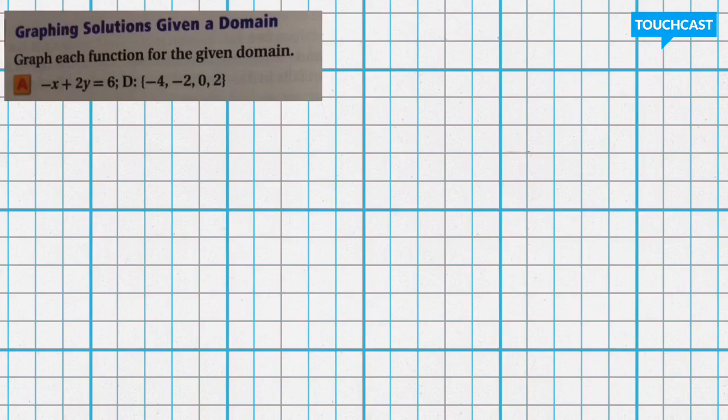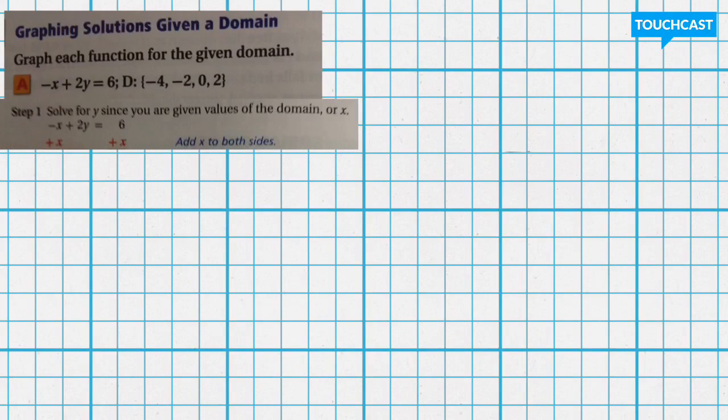We've got negative x plus 2y is equal to 6, where the domain is negative 4, negative 2, 0, and 2. So if we have an equation that is not in y equals format, it is a good first step to solve for y since our domain deals with the x.